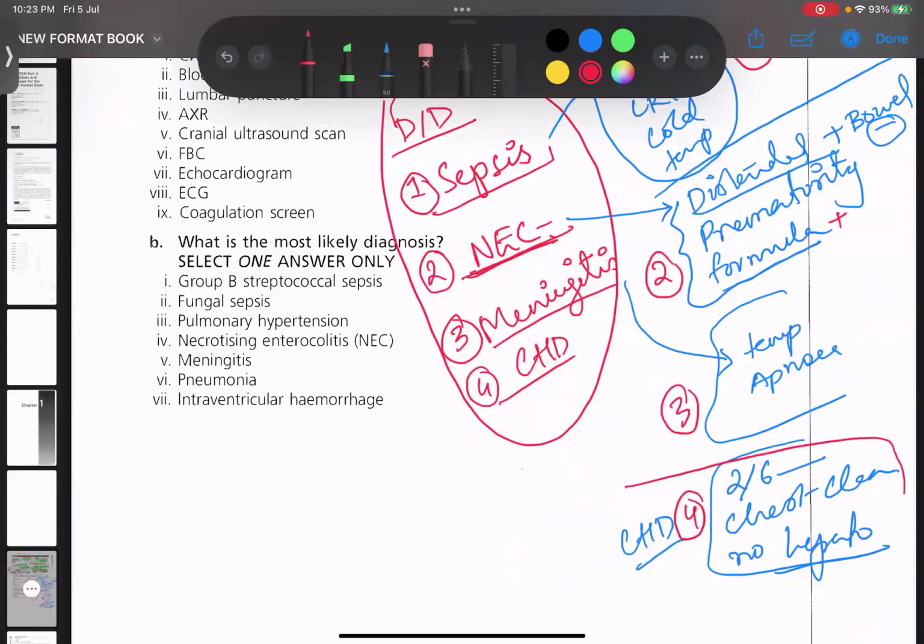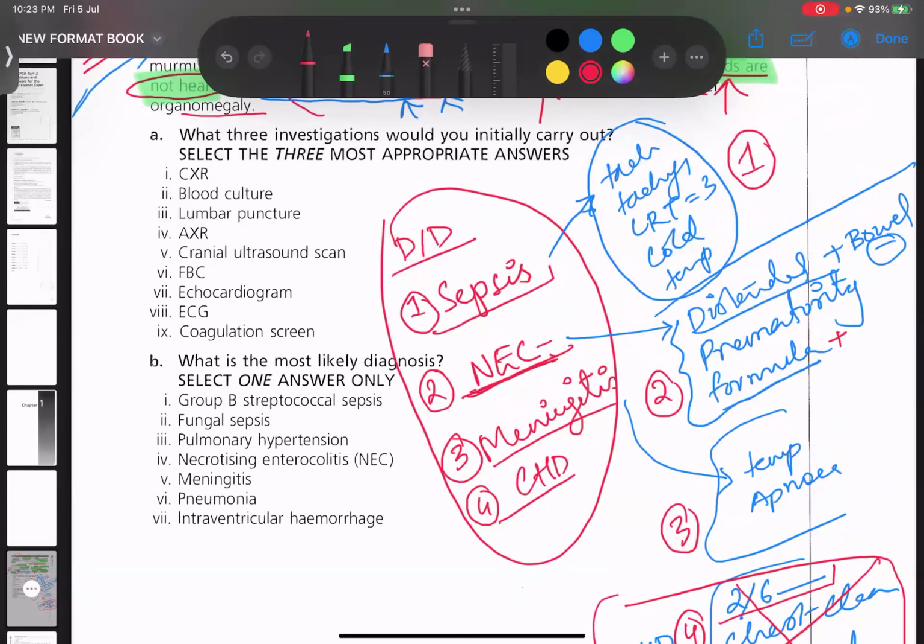So what about congenital heart disease? We are considering it only because of the murmur, right? But then there are no other features. This child is particularly coming to us with shock. There are no other features of congenital heart disease. The chest is clear, no hepatomegaly. So we are excluding congenital heart disease. For meningitis, we have only 2 points in favor: the slightly raised temperature along with apnea. We'll keep that in mind, but considering the situation, the child is actually in shock, so this is also not the most likely diagnosis.